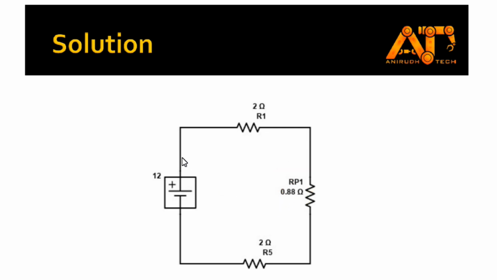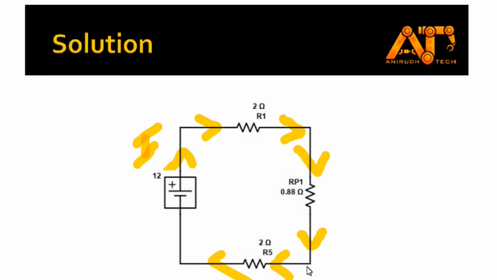Now we can start traversing this circuit from the positive side. I call this current I, and the current flows through R1. Here there are no other branches, so the current will flow through R1. This is series. And here the same current I is flowing through RP1. There are no other branches and no splitting of current. And the same current I is flowing through R5. So here we can see that the same current I is flowing through R1, RP1 and R5. So we can say that the circuit is in series.